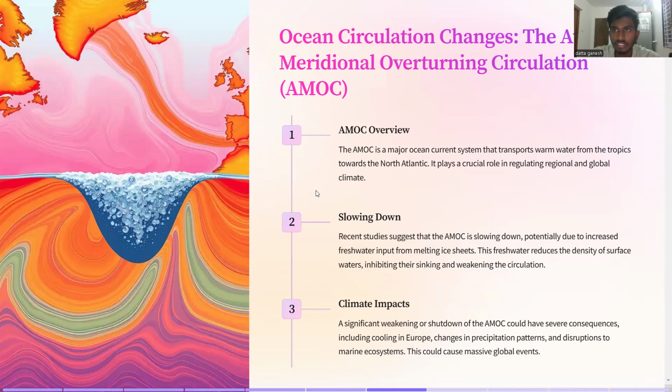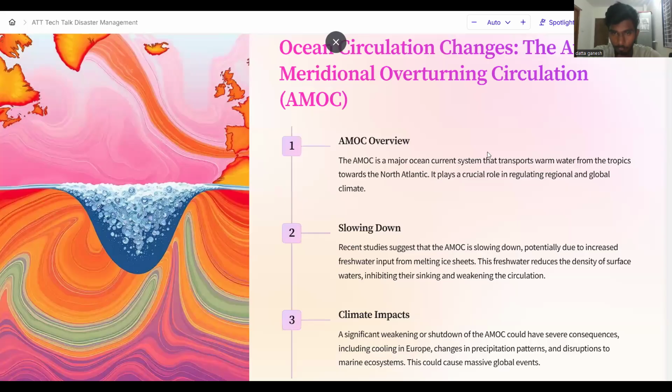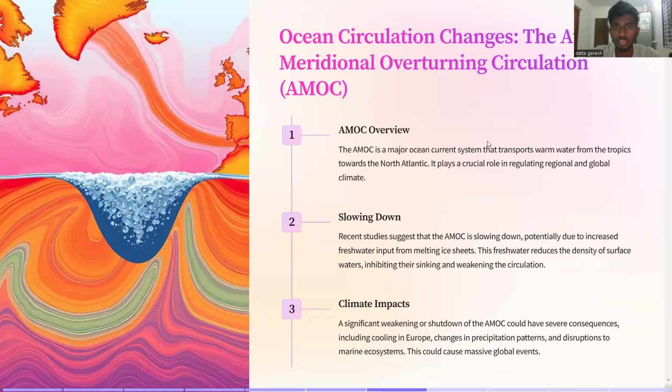Ocean circulation, Atlantic Meridional Overturning Circulation, AMOC. AMOC overview. The AMOC is a major ocean current system that transports warm water from the tropics towards the North Atlantic. It plays a crucial role in regulating regional and global climate.